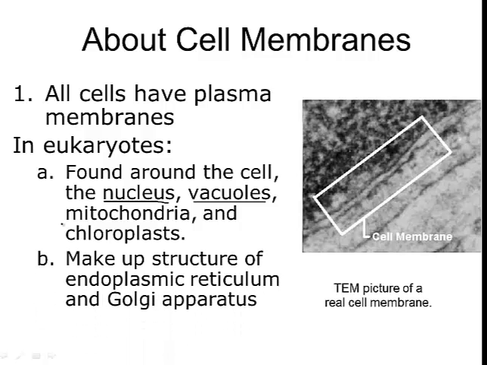So they actually make up the structure of the endoplasmic reticulum and the Golgi apparatus. Remember, the endoplasmic reticulum was like one long membrane all folded up, whereas the Golgi apparatus was a bunch of membranes stacked on top of each other. So either our organelles are surrounded by membranes or they are made of membranes. The only organelle that does not follow that rule is the ribosome.